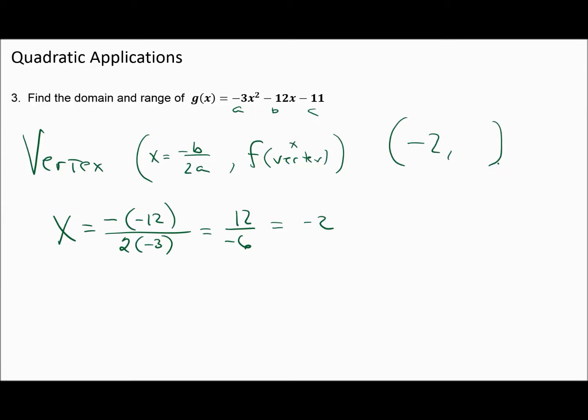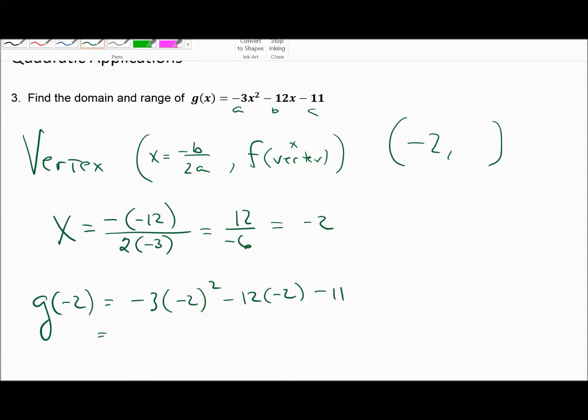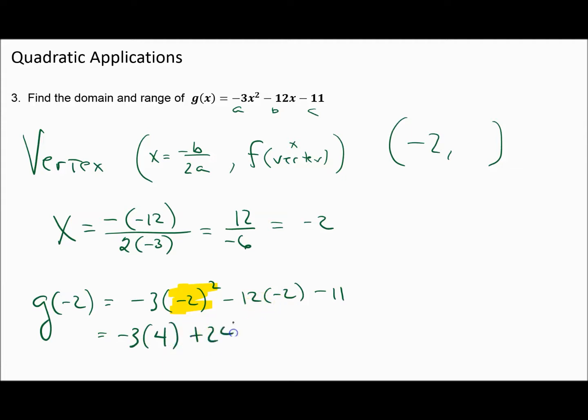Now I've got to find the y value. How do I do that? I just substitute negative 2 into my function. So g of negative 2 is going to be negative 3 times negative 2 squared minus 12 times negative 2 minus 11. That's all I have to do. So, order of operations, the first thing I'm going to handle is negative 2 squared. And that gives me 4, so negative 3 times 4. This negative 12 times this negative 2 is plus 24 minus 11. Negative 3 times 4 is negative 12 plus 24 minus 11. Now we know negative 12 plus 24 is 12. 12 subtract 11 is 1. So the y value of my vertex is 1.